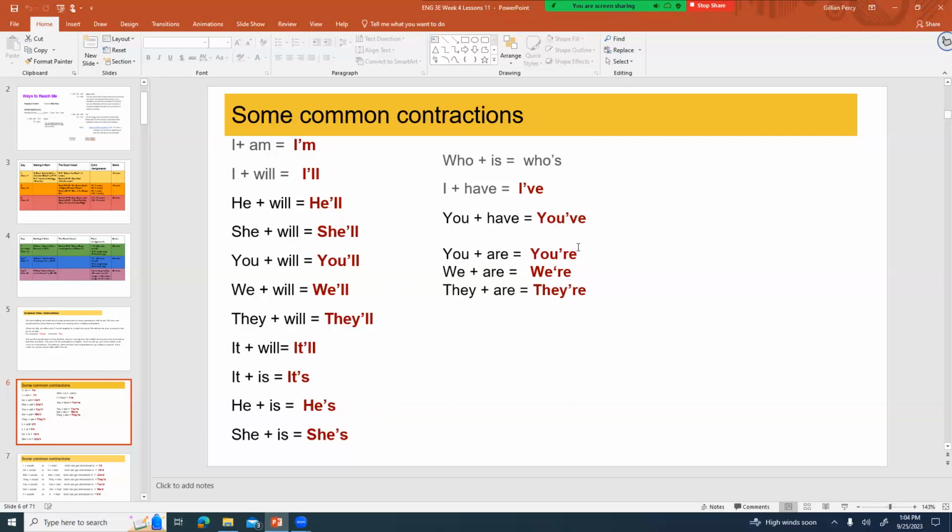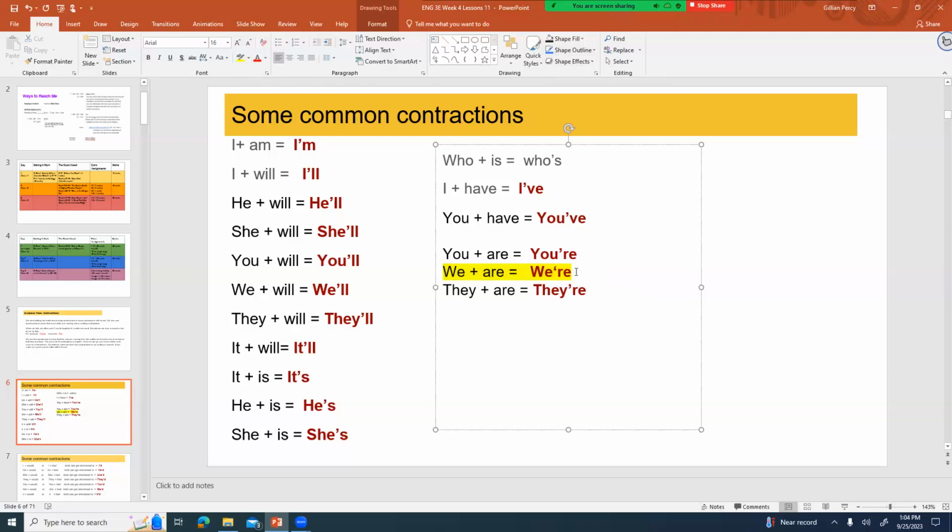You plus are equals you're. We plus are is we're. And they plus are is they're. I'm going to stop and look at this particular one for a second because it is one of the ones that can be really, really confusing. I'm just trying to see if I have a little highlighter. Okay. By itself, this is we're, we are, we're.